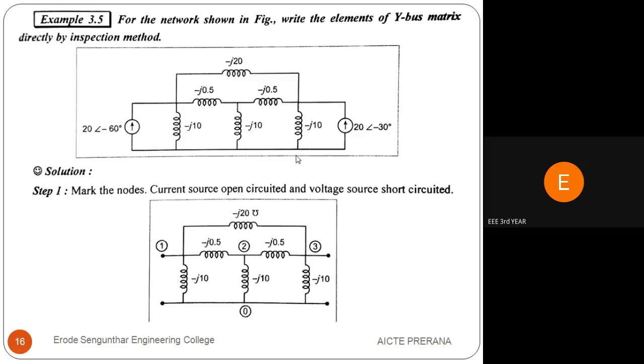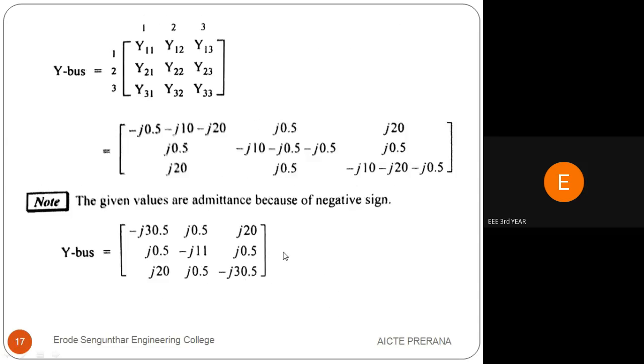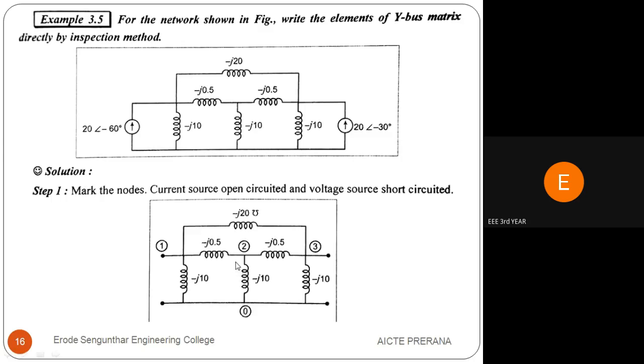And add y32. In y32, there is one element, that is j0.5. So just substitute j0.5. And go to the third row, that is y31. So y31 has the same value as y13. One value, that is j20.